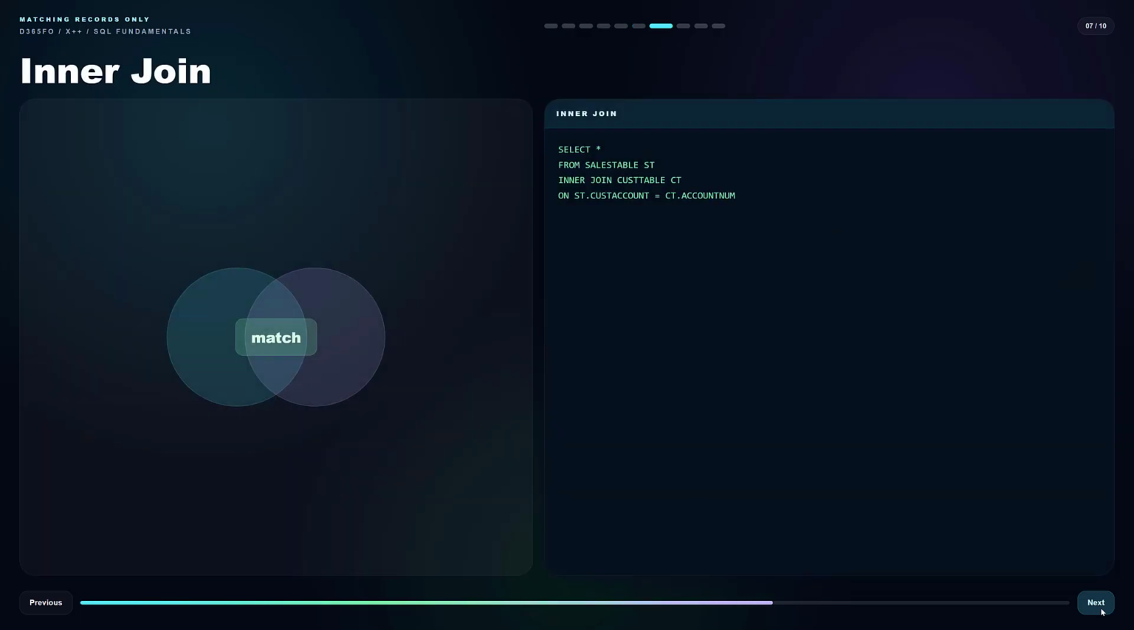An inner join returns only matching records between two tables. For example, matching sales table records with corresponding customers from the cust table. If no matching customer exists, the row is not returned. Inner joins are one of the most commonly used SQL operations in ERP systems, and join performance heavily depends on indexes and filtering.